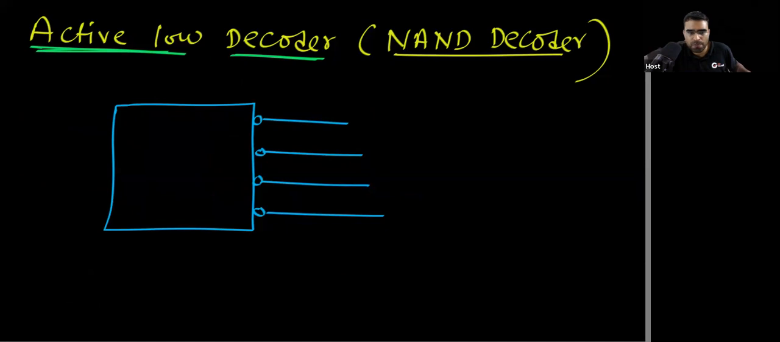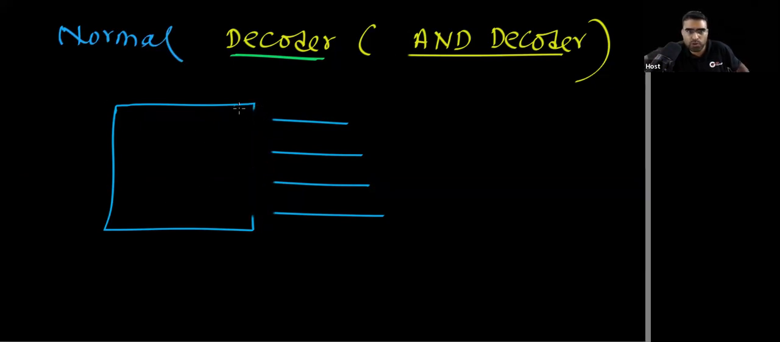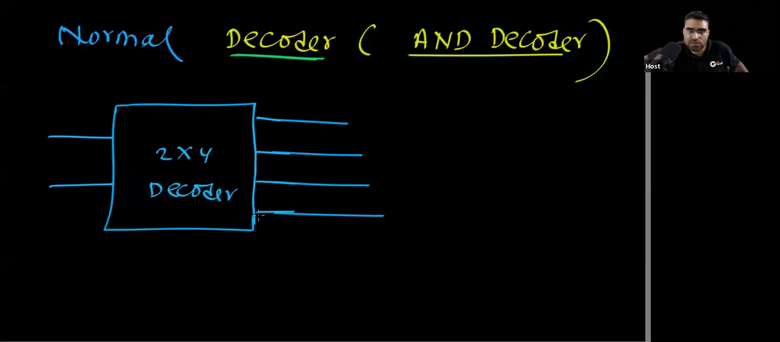Now what happens in a normal decoder? Tell me. A normal decoder means your AND decoder. This is denoted like this, without a bubble. You don't have to put any bubble here. This is a simple 2x4 decoder by default. This is a normal decoder. Yes or no? This is your default decoder, or you can say this is an AND decoder.